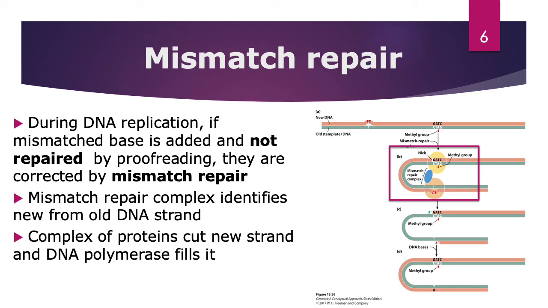The next step is that it will cut the new DNA strand as shown in that box, and a portion of that new DNA strand is actually removed. Thus, right now, we can see that there is a stretch of DNA that is only single-stranded. This stretch of DNA does not have the mismatched base anymore. DNA polymerase then comes in, fills up the gap and puts in the correct nucleotide in place, and this way the mismatch is repaired and we have proper DNA again.